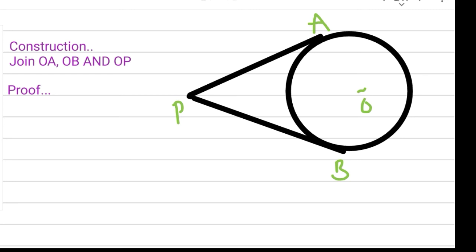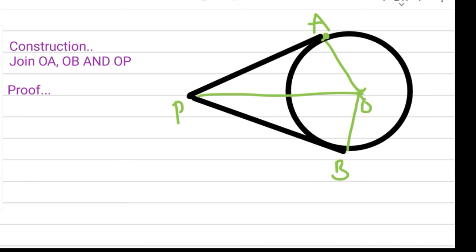For proving this theorem, I am doing a construction. Simply I am joining O to A and O to B, and also I will join the line OP. Okay. From the first theorem which we have discussed previously, we know that the radius of the circle is perpendicular to the tangent at the point of contact. Here, what is the point of contact? A is the point of contact.